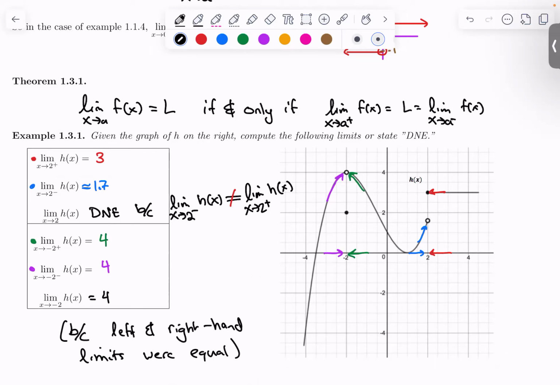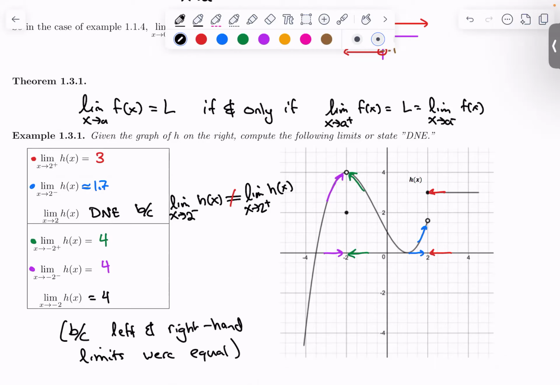You should get 4, 4, and therefore 4. That's a lot of 4s. The reason for it is as you approach -2 from the right, we're thinking about numbers like -1.9. That's a number that's slightly larger than -2. That's a weird thing to think about.